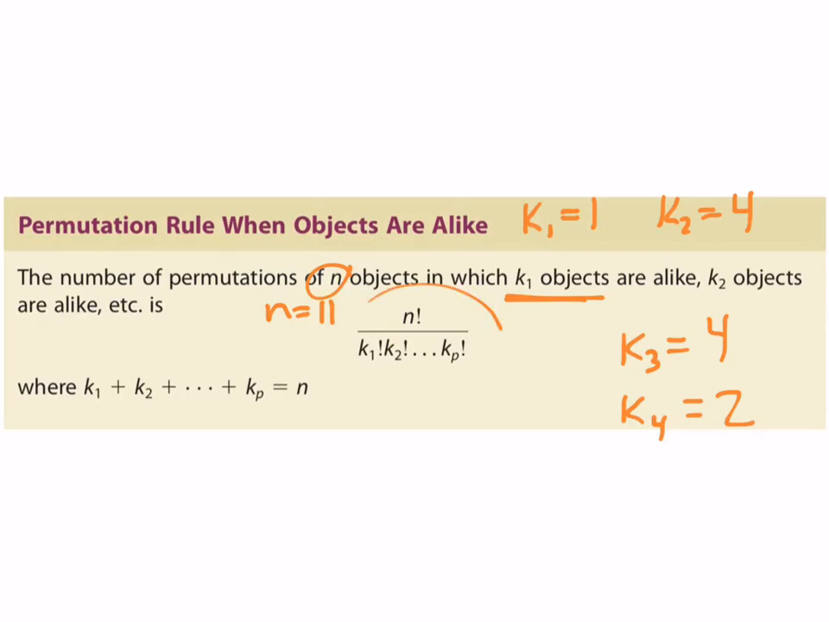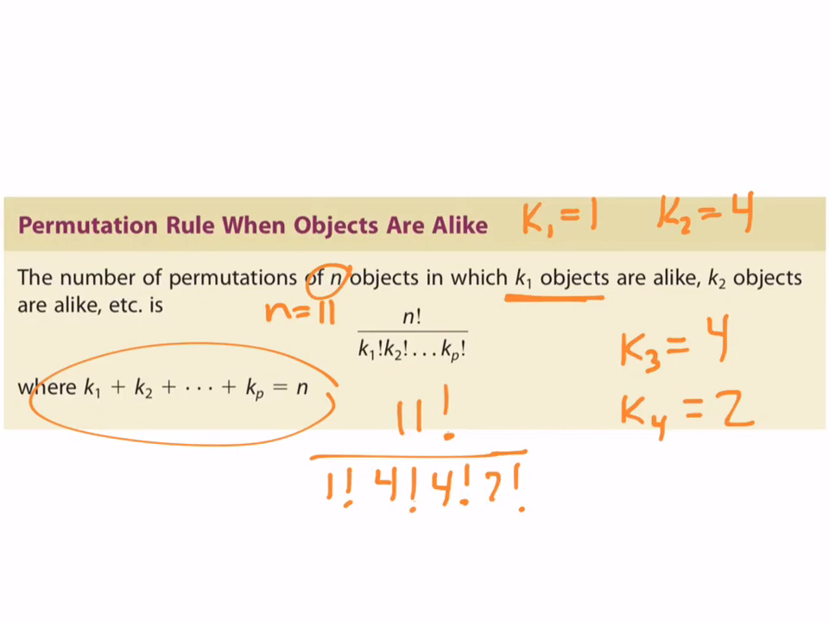Okay, so then in this rule, here's the formula. You would do n factorial divided by all of those different K's factorial. So 1 factorial, 4 factorial, 4 factorial, 2 factorial. And then here's the little rule. The K's should all add up to the total as long as you're counting the ones as well. So this is 1 plus 4 plus 4 plus 2. It adds up to the 11 letters in Mississippi.